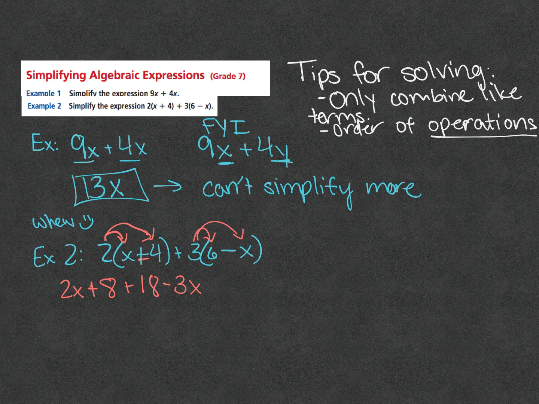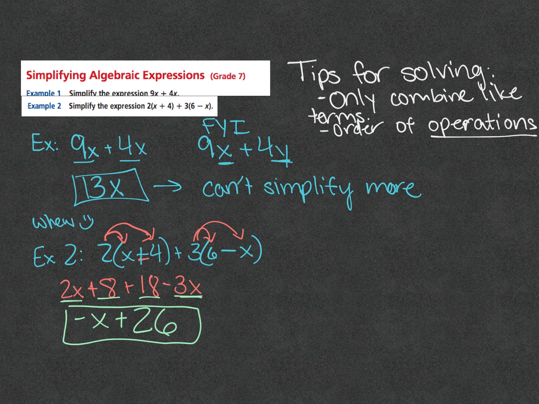Then we're going to want to combine all those terms. So we've got 2x minus 3x, which is a negative x. And then we have 8 plus 18, which is a positive 26. And that right there is our combination, and we are finished.